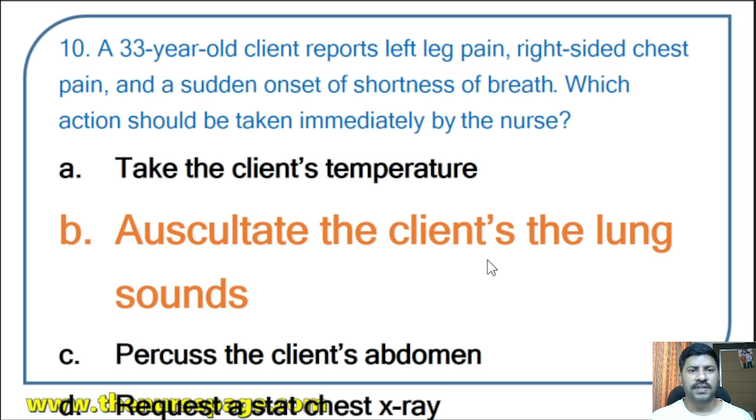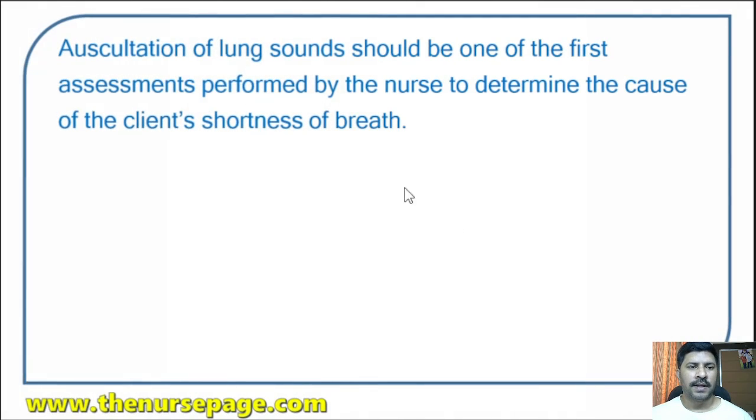The nurse should find out the cause of this shortness of breath. He is having right-sided chest pain and shortness of breath along with left-sided leg pain. So in that condition, the nurse will auscultate and assess the bilateral air entry, to see if there is any blockage or any difference in bilateral air entry. So she can find out the cause. Auscultation of the lung sounds should be one of the first assessments performed by the nurse to determine the cause of the client's shortness of breath.